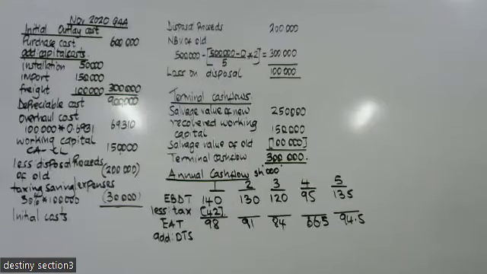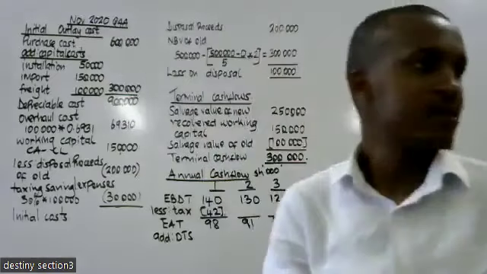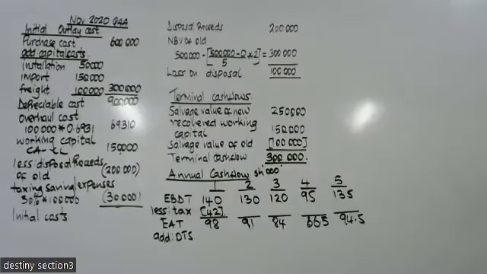So that asset had been in use for how many years? 2 years. So you get the net book value as at the end of the second year. That means it is the beginning of the third year.